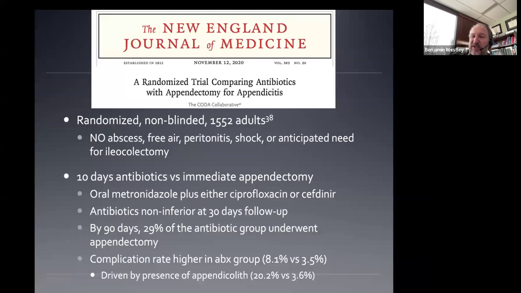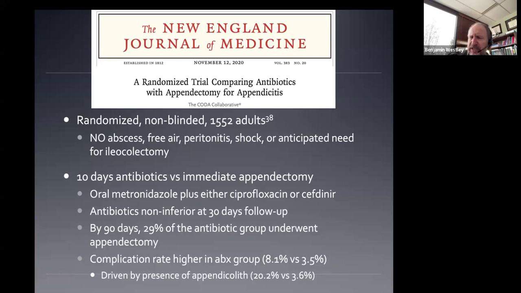And this was basically entirely driven by the presence of an appendicolith, which is a really hard, calcified, it looks like a stone on the CAT scan. And if there was an appendicolith, a big hard stone in the appendix on the imaging, 20% of those people treated with antibiotics had a complication, whereas 3.6% without an appendicolith did. So uncomplicated appendicitis, but with an appendicolith, maybe better off just getting surgery, whereas without it, medical therapy could be a consideration.